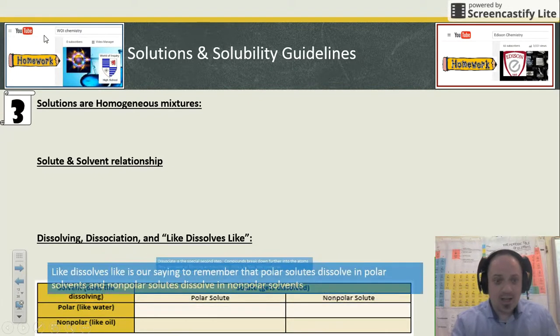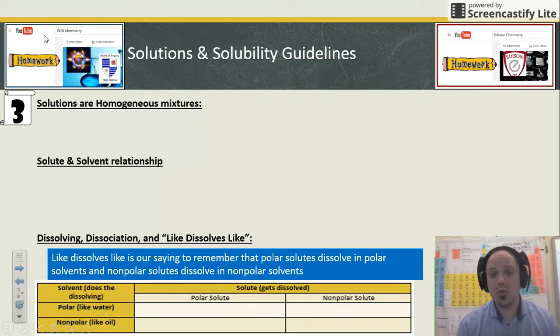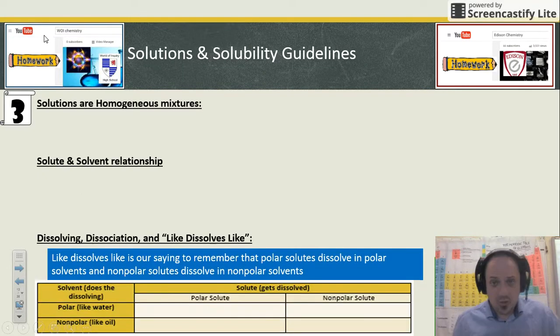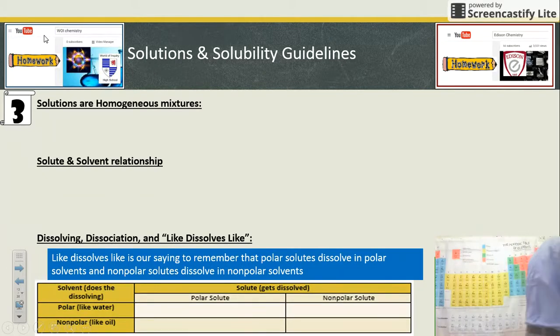Now the last little bit is that like dissolves like is our way to remember how polarity works with solubility. In the scenario, I've got to fill this chart out here, so I'm going to go to the board. So polar things dissolve polar things. If a polar solvent is put into a polar solute, it will dissolve. If a polar solvent and a nonpolar solute get mixed together, it will not dissolve.